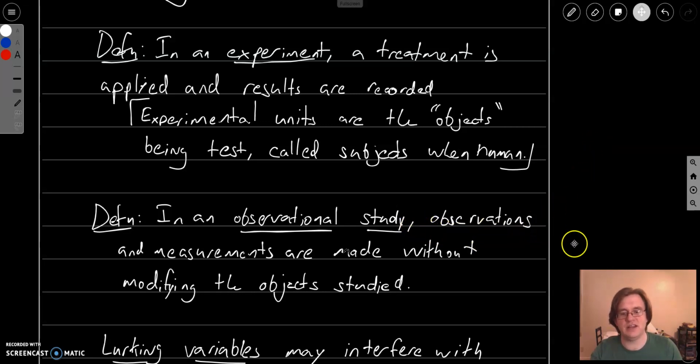In an observational study, this is much more hands-off, and these observations and measurements are made without interfering with whatever is being studied. So for instance, an observational study might be going out into the ocean and counting a number of whales, maybe using a pair of binoculars or an underwater microphone. Here, you are not actually going out and modifying the whales in any way. You are just counting them. This is just an observational study.